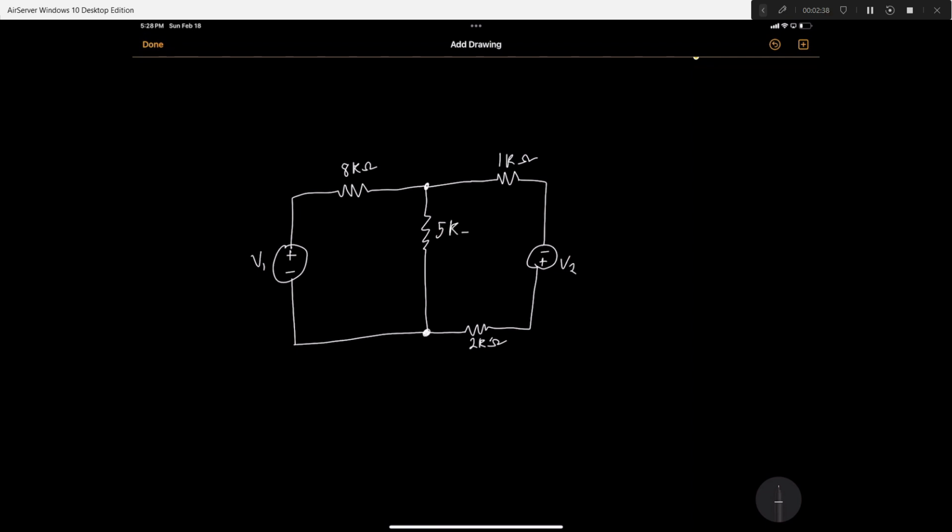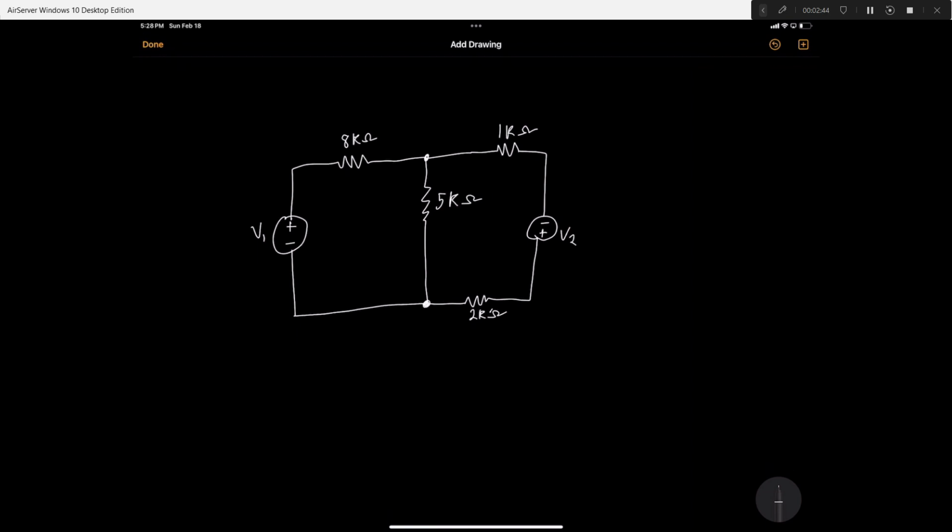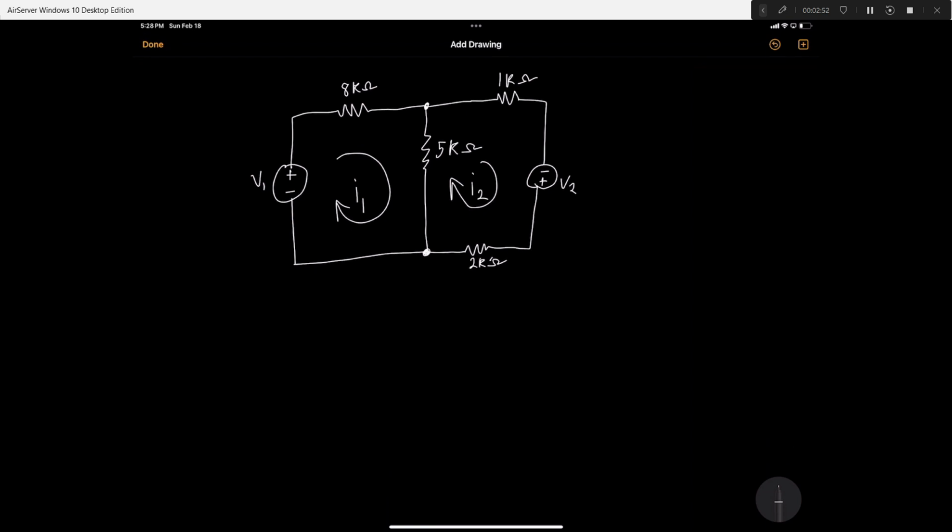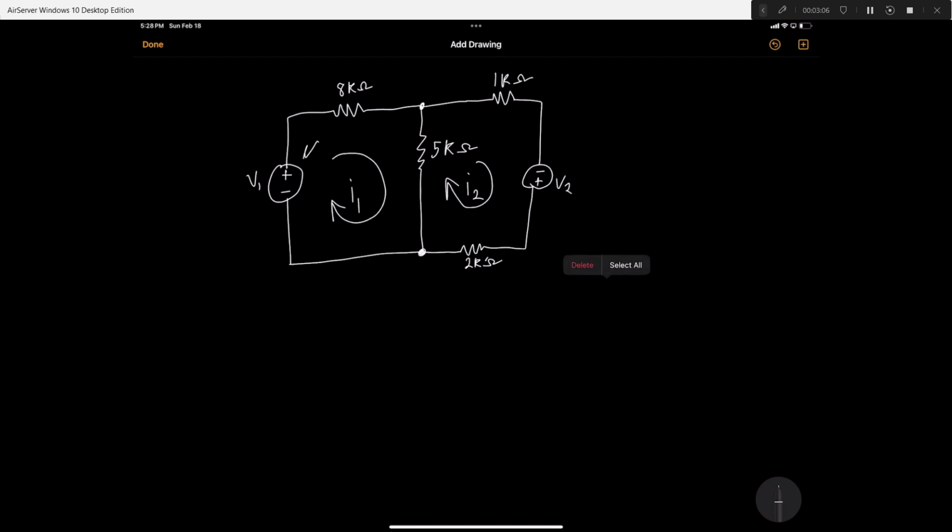kilo ohms. Okay. And we do the mesh analysis like so. We draw a little loop, and this will be I1. This one will be I2. And we need to find the KVL in each loop. So you do that as so. The KVL of this power node here, V1, since in the loop we're going from negative to positive, is going to be negative V1.